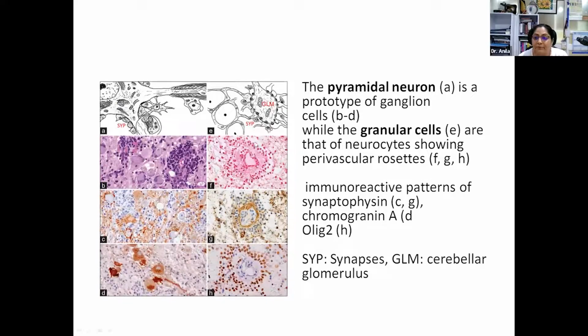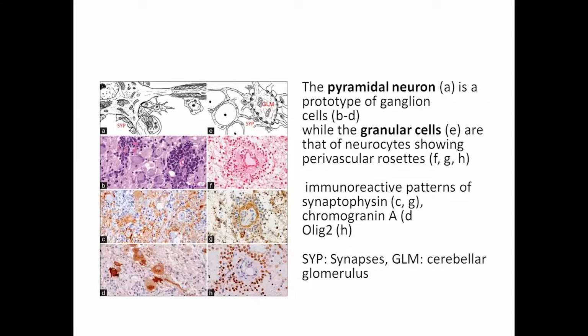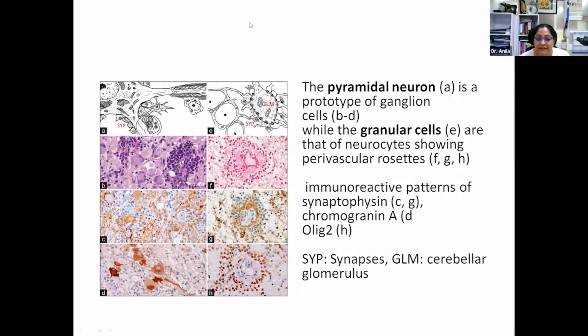So this is a good article by Mori et al. In the latest IJPM, they have written all these CNS tumors. Dr. Chitra Sarkar with her team of Dr. Megha, etc. So they have put across all these CNS tumors, and I think one should get hold of this IJPM issue and try to read, because they have actually put it across very nicely. So they can arise either from the pyramidal neuron, which is a prototype of the ganglion cells, while the granular cells are the neurocytes, which show perivascular rosettes.